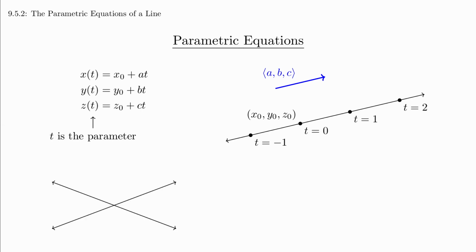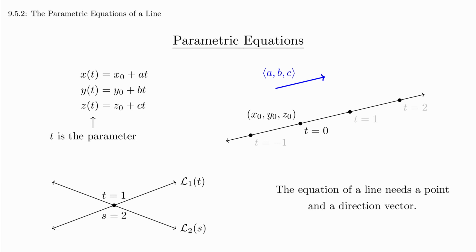When we think about the intersection of lines, we're thinking about whether the 2 paths intersect, not whether the people moving along those lines actually get to meet each other. We use 2 different parameters when talking about 2 different lines to remind us that the parameters are independent of each other. So for the first line, we may be at the intersection at t equals 1, and for the second line, we may be at the intersection at s equals 2, and we would still say that the 2 lines intersect each other.